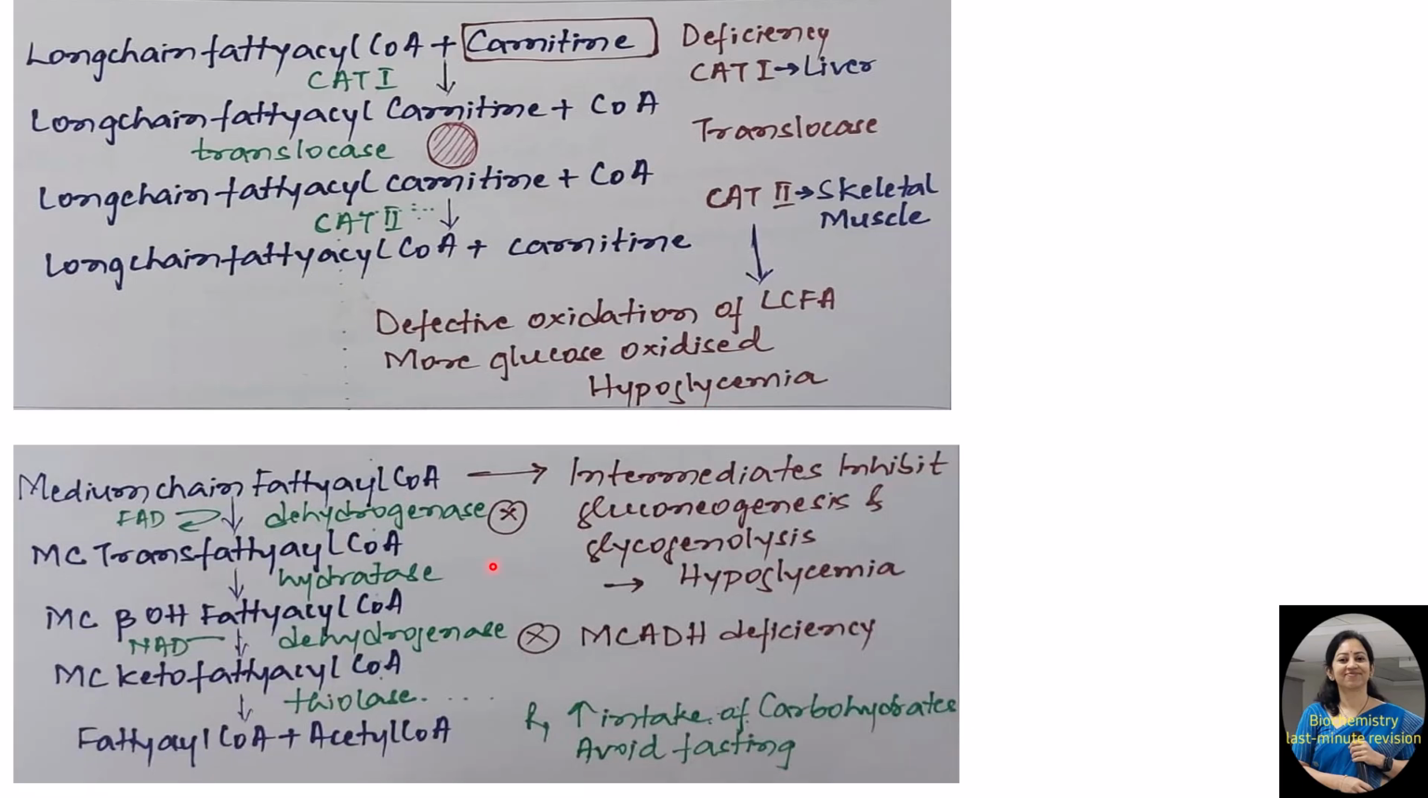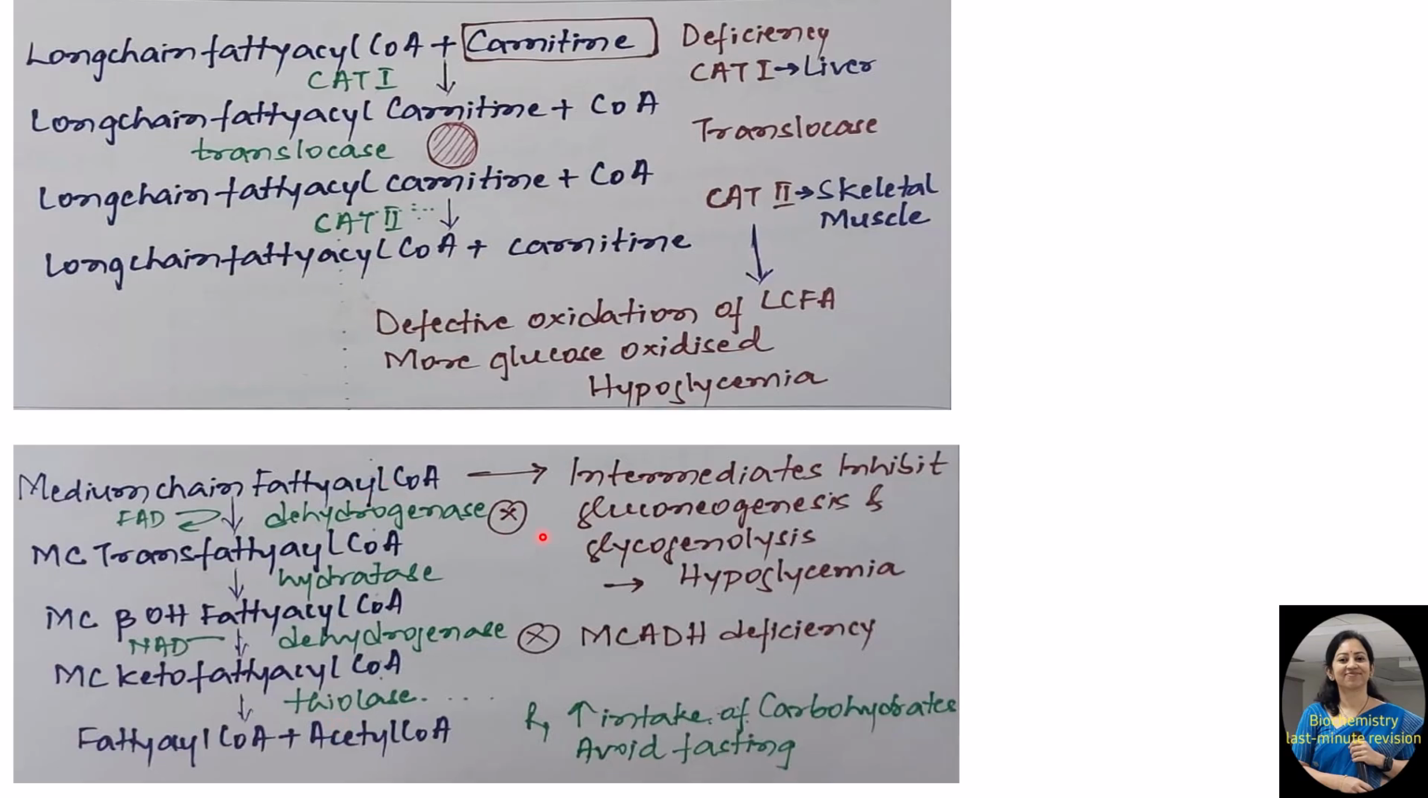One more disorder associated with this is deficiency of medium chain fatty acyl CoA dehydrogenase enzyme. Short chain and medium chain fatty acids do not require activation and directly enter from the cytoplasm into the mitochondria for oxidation. The steps remain the same, whether short chain, medium chain, or long chain. The first step is oxidation with the help of FAD. Next is hydration, then again oxidation with the help of NAD, and cleavage by thiolase enzyme.